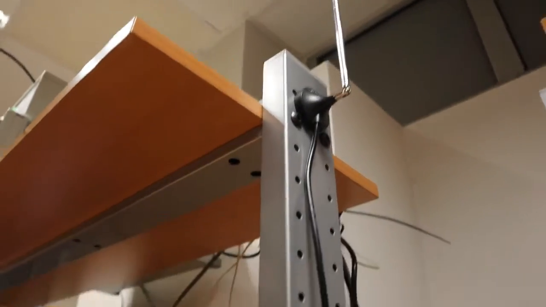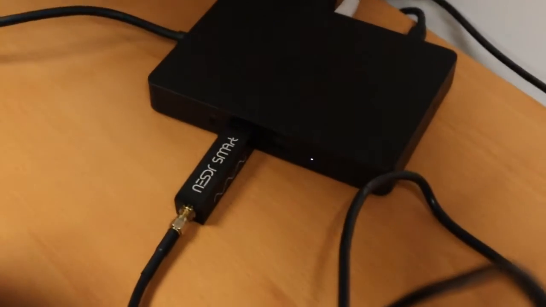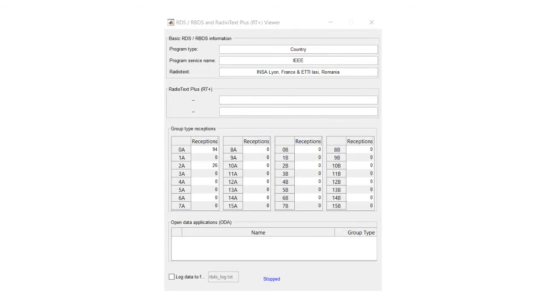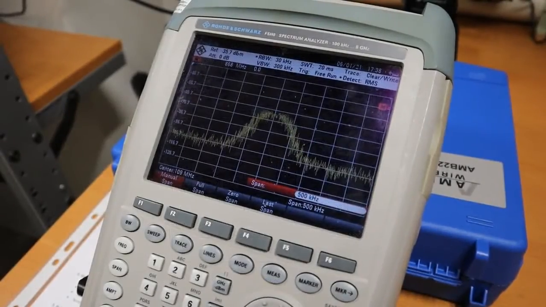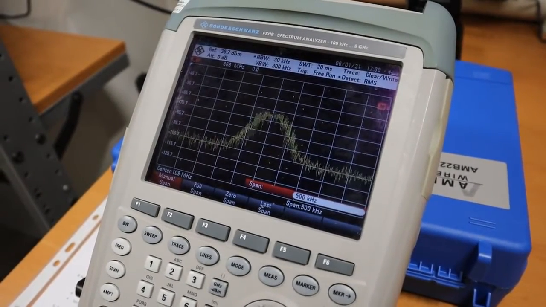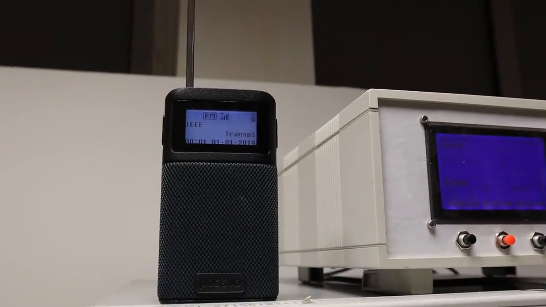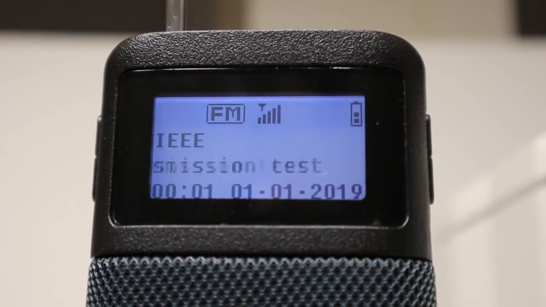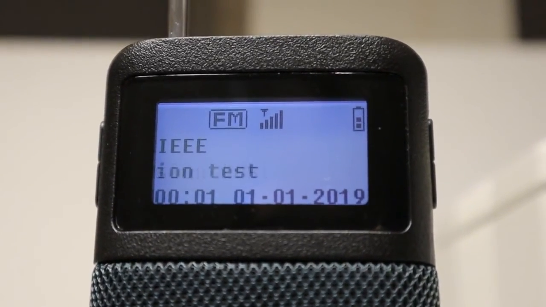At the receiver side, we have used the RTL2832U dongle, which was set up in MATLAB Simulink. The RTL-SDR library allowed us to decode the images, and the RDS tool allowed us to decode the corresponding RDS message. In order to test the compatibility of our approach with commercial FM receivers, we have used this radio receiver as a sniffer. The audio and the RDS signals are properly decoded, as can be seen here.